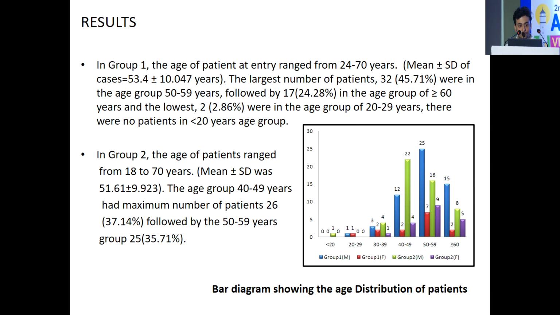Coming to results, in group 1, the age of patients ranged from 24 to 70 years, and the largest number of patients, that is 32 patients, were in the age of 50 to 59, followed by 17 patients aged more than 60, and the lowest number of patients, two, with the age between 20 to 29. In group 2, the age of patients ranges from 18 to 70 years. The age group 40 to 49 years has the maximum number of patients, that is 26.